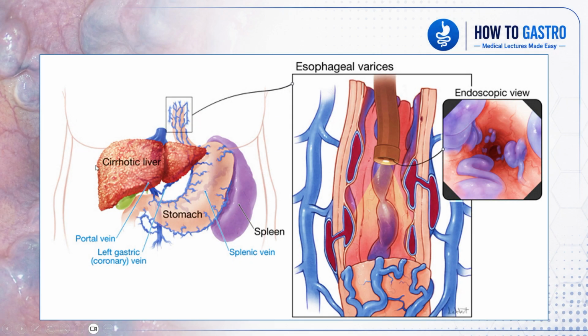So again, we have the cirrhotic liver where blood is not able to flow freely. And there we have these enlarged veins that develop within the lower esophagus. And this is what these veins look like on endoscopic view. It's actually got sort of like a blue discoloration to it.